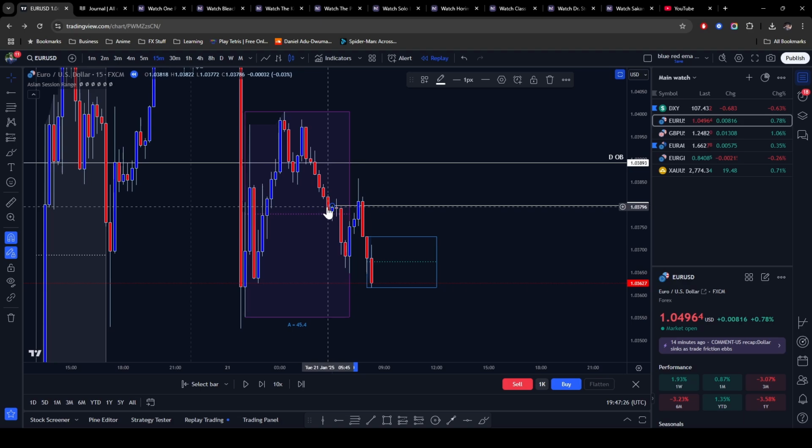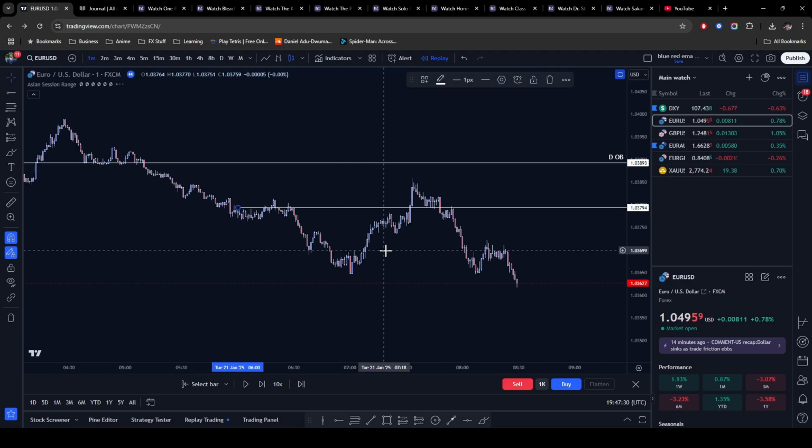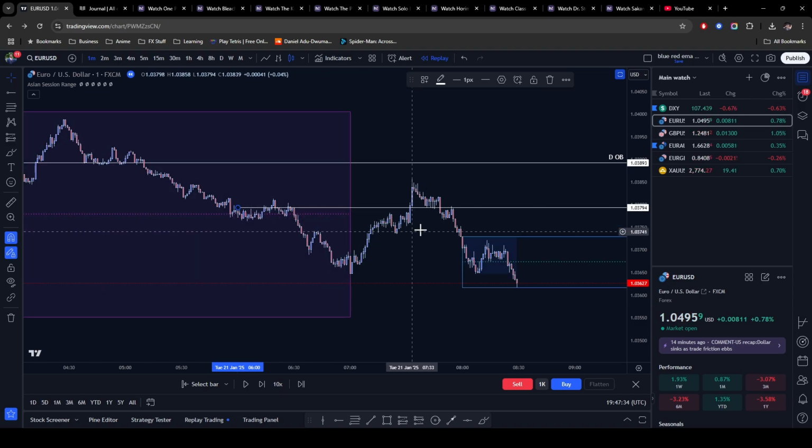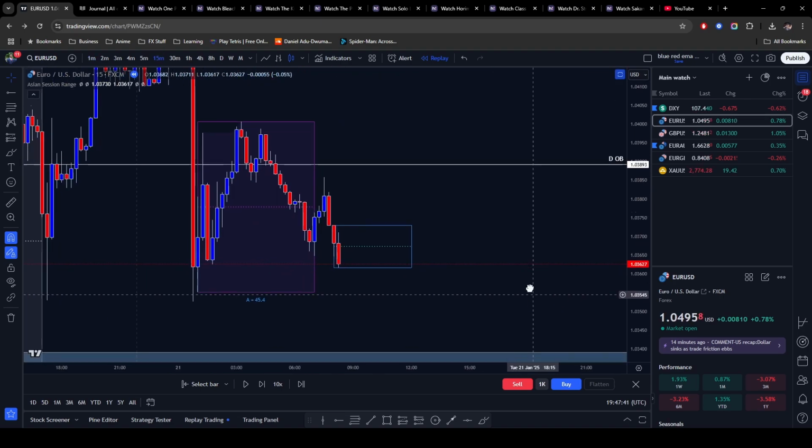Obviously this is not where I entered, but I'm just checking to see if this would be something that I would normally go for. Looking at the 1 minute, there was no situation that would get me into a buy right there. Anyway, like I said, I have a bullish bias, so going into what I actually thought.